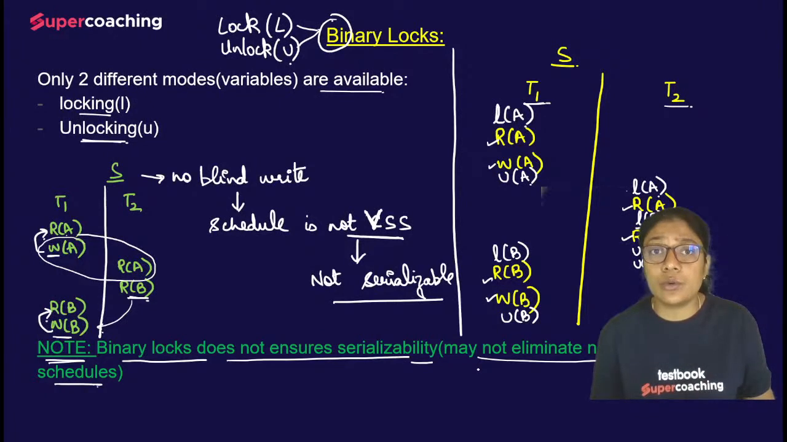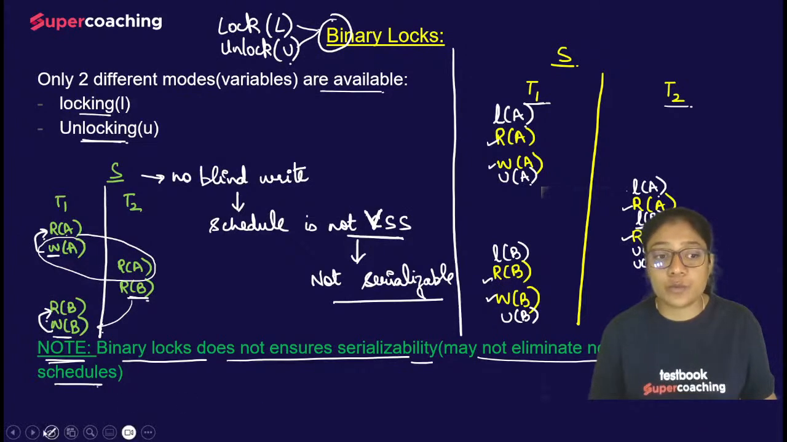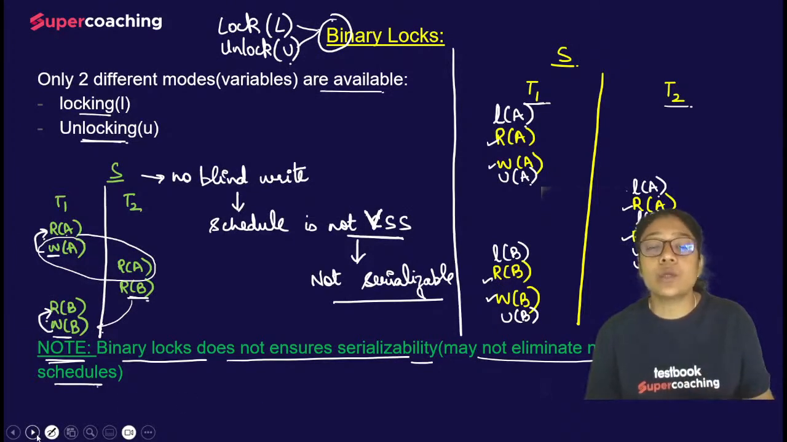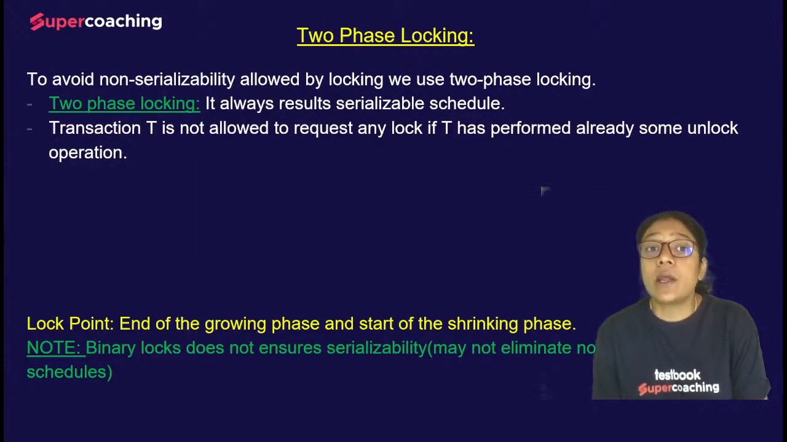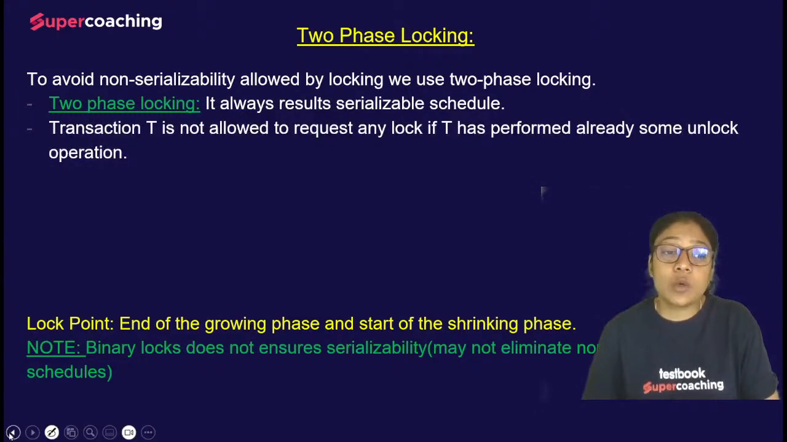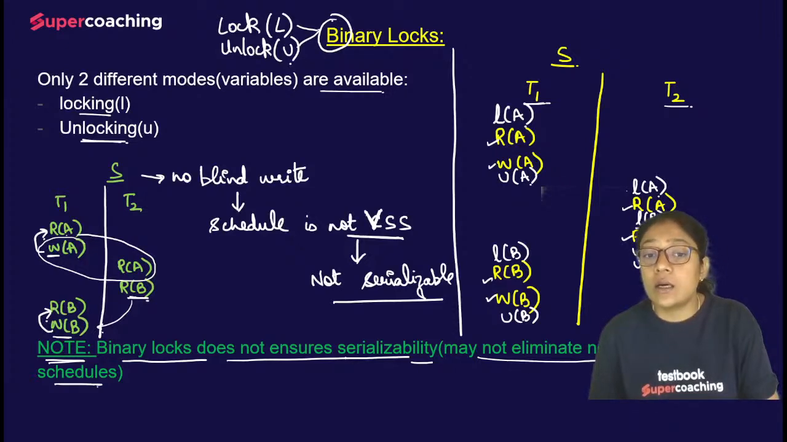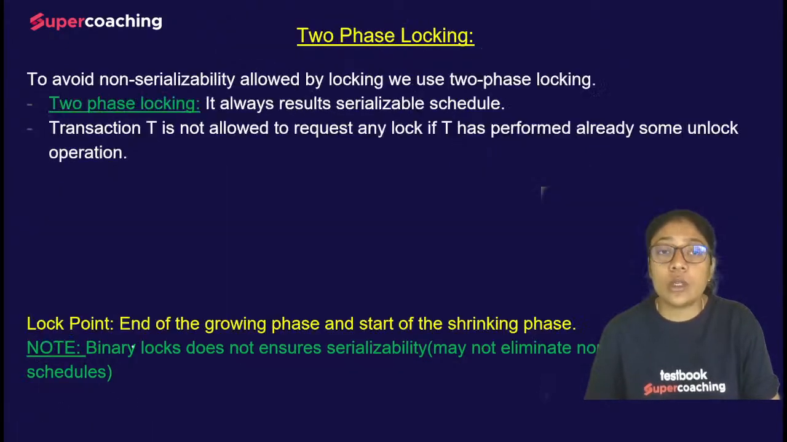So what we need to do? We need to find out the solution to remove this problem, and here comes the concept of two-phase locking in the picture. Two-phase locking is simply saying that there are two phases for the locking. ये किस लिए आए? ये कॉन्सेप्ट क्यों आया? क्योंकि यहाँ पे हमारे पास serializability ensure नहीं हो रही थी. So in order to avoid non-serializability or in order to ensure serializability, we are going for the concept of two-phase locking.